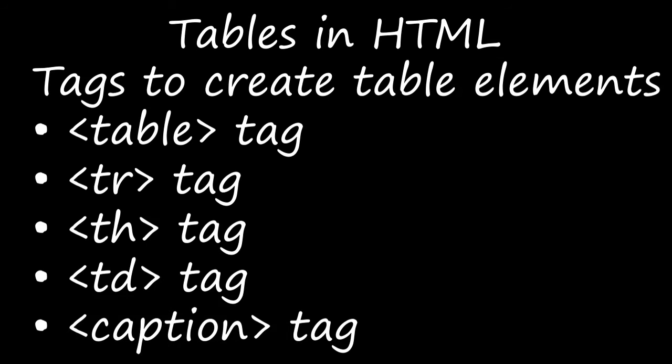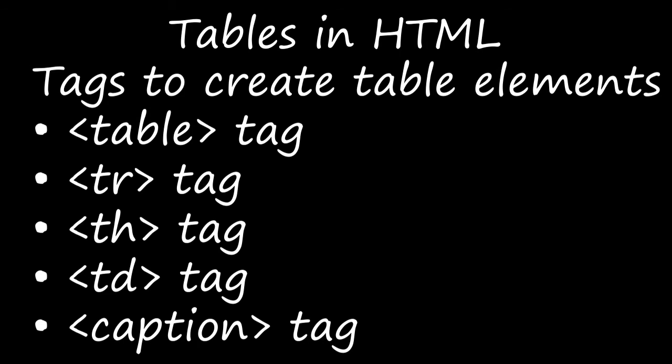We have 5 core tags which are used to create the table in HTML. The first one is the table tag. From the word itself, you know, table. It is used to create the table. The next tag is tr, table row. This defines the table row. Then the next one is th. That defines the table column. The next one is td. That is used to specify the data in the cell.